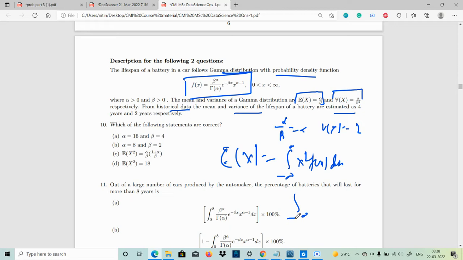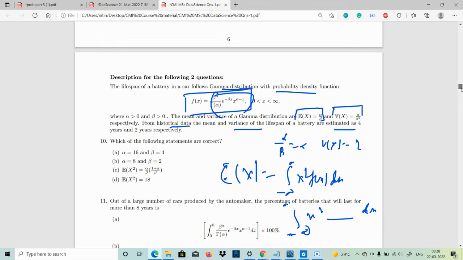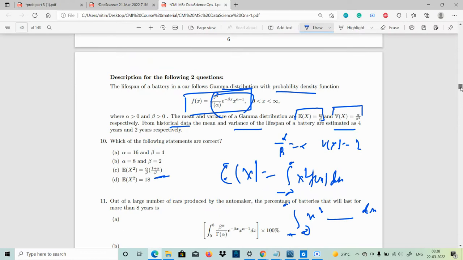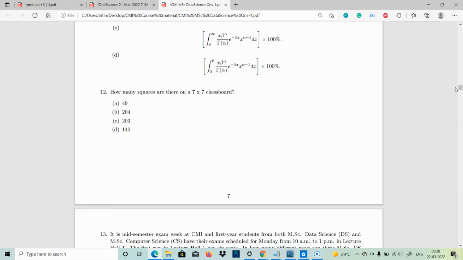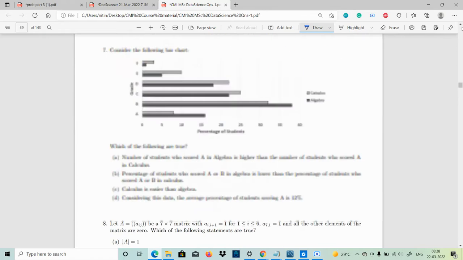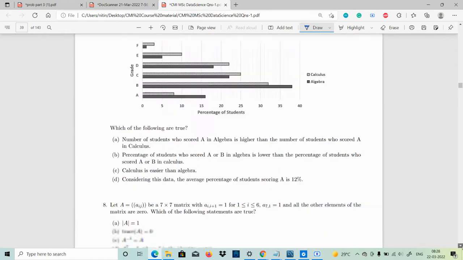Here the integral is from 0 to infinity. So from 0 to infinity of x square, and if you put the entire distribution here and integrate it, we will use some gamma distribution properties and get this particular value. Then if you put in the values of alpha and beta, you will get the other thing also. So we will see this.